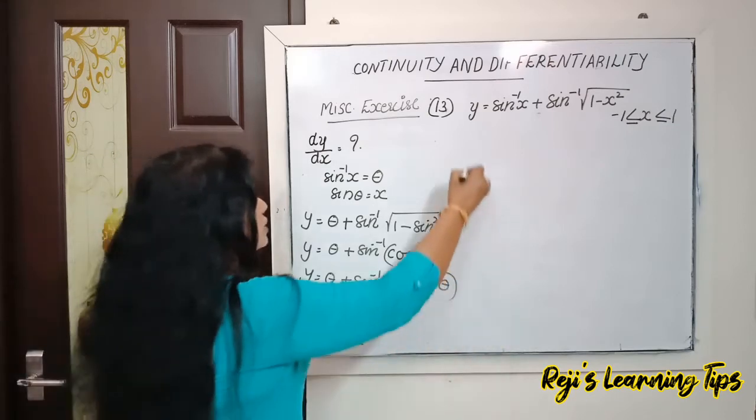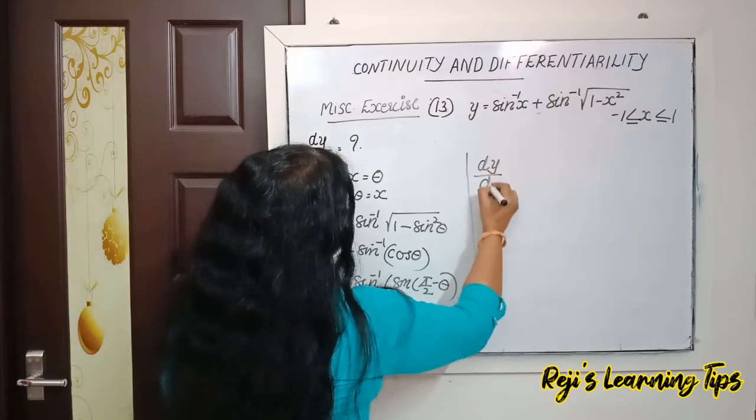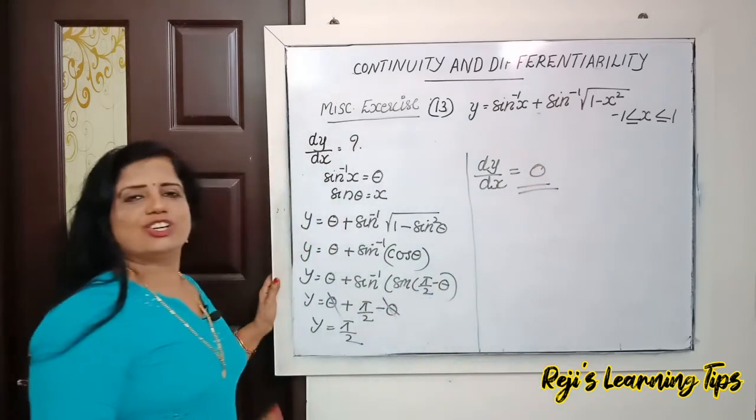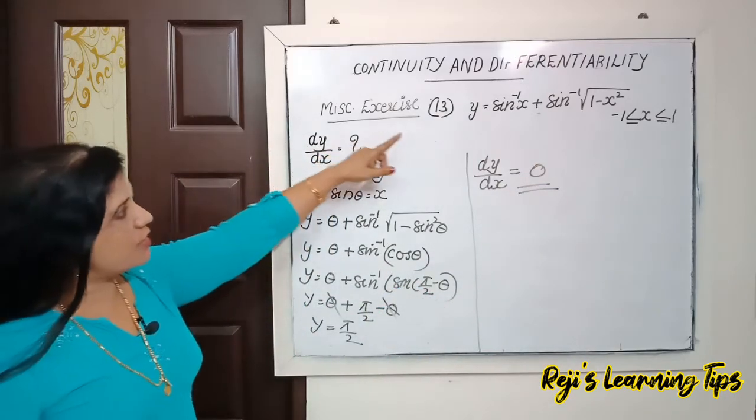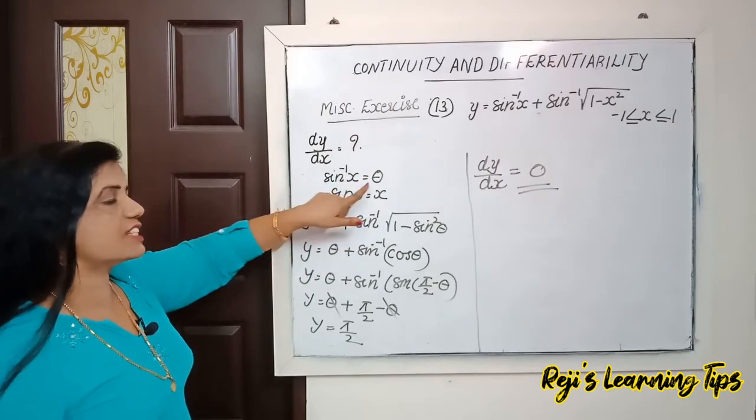Then we find dy by dx is equal to derivative of pi by 2, that is equal to 0. Okay, understood? First you give a substitution, that is sin inverse x is equal to theta.